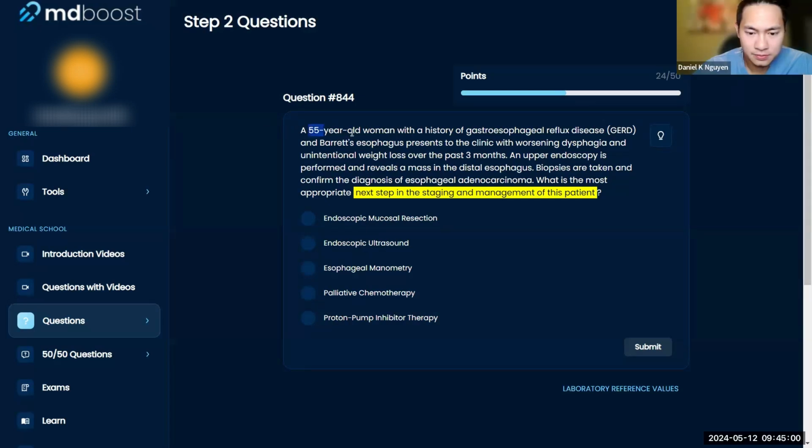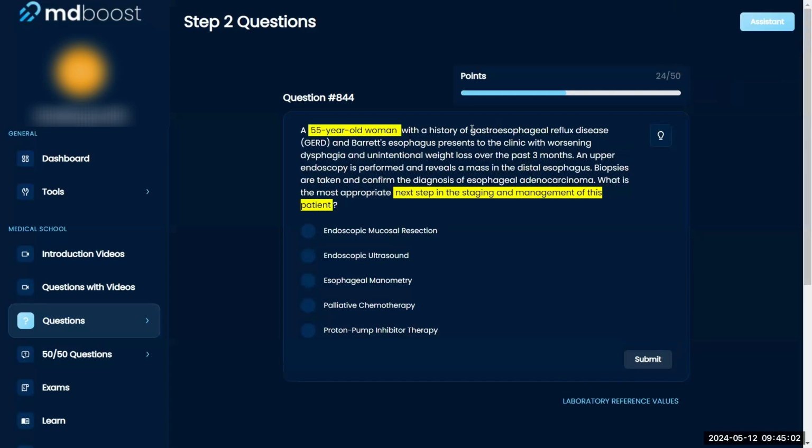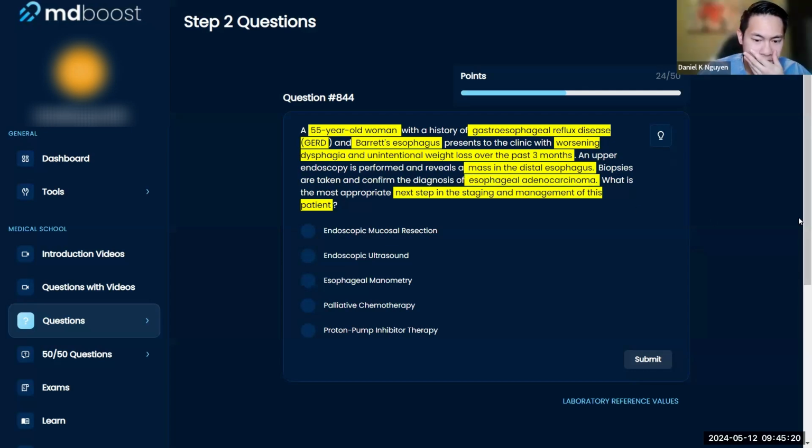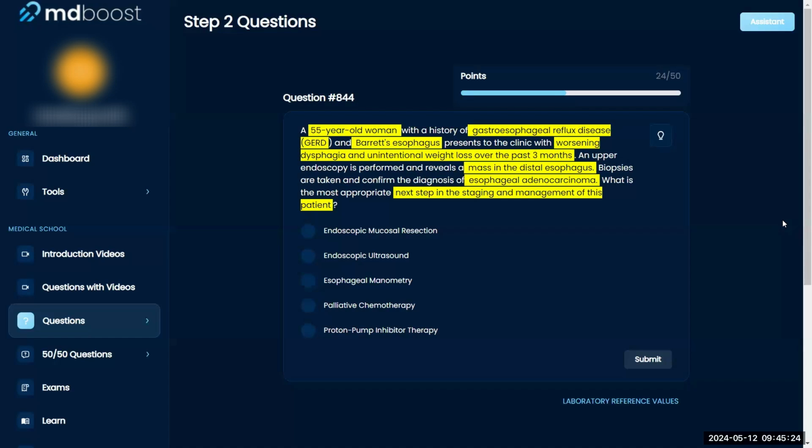Okay. 55-year-old woman with a history of GERD and Barrett's presents to the clinic with worsening dysphagia and unintentional weight loss over the past 3 months. Upper endoscopy is performed and reveals a mass in the distal esophagus. Biopsies are taken and confirm the diagnosis of esophageal adenocarcinoma. Okay, most appropriate step in staging and management.